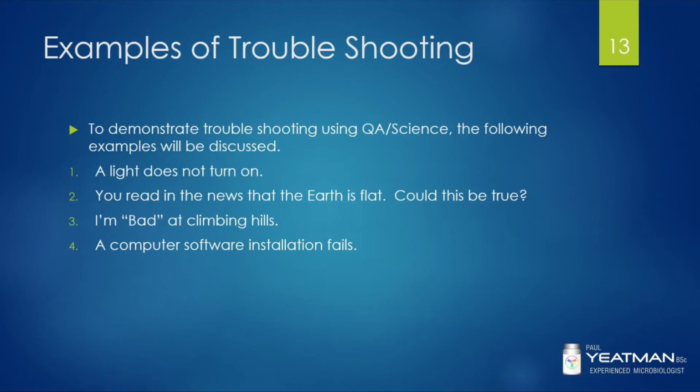What are examples of troubleshooting? Okay, for this talk, I will talk about 4 things. How to troubleshoot a light not turning on, determining whether the earth is flat or not. I'm bad at climbing hills, or at least I like to say I am, so how have I addressed that through using scientific principles. And a computer software installation fails. How would you use troubleshooting to solve that? In a nutshell, these examples demonstrate how QA techniques can be used to fix problems at work and home, how you could improve your sporting performance, and how you can decide if fake news is indeed fake.